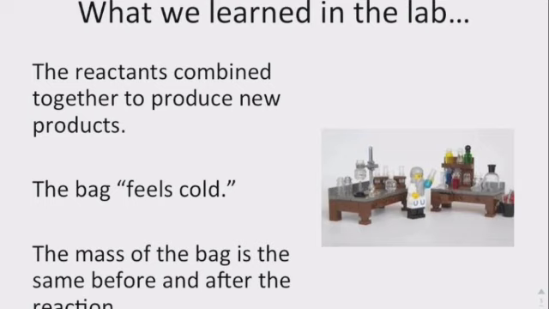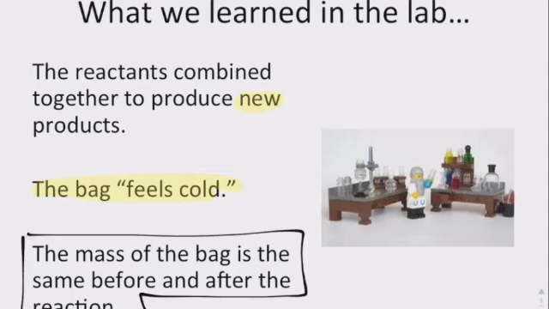So when all of them were together, the acetic acid, the calcium chloride, and the baking soda, they produced something brand new, a new product. The bag also should have felt cold, and the mass of the bag is the same before and after the reaction. That goes back to something central in all science, the law of conservation of mass. Mass can't be created or destroyed.